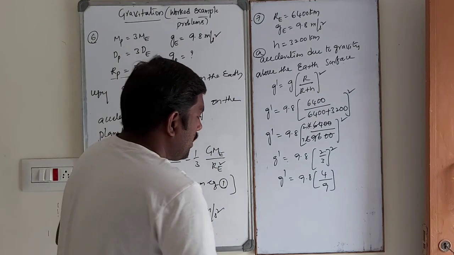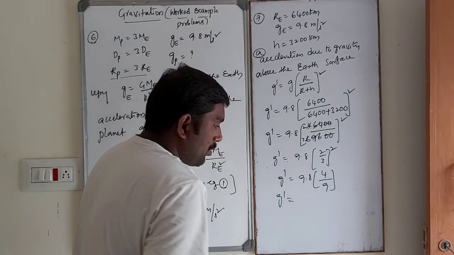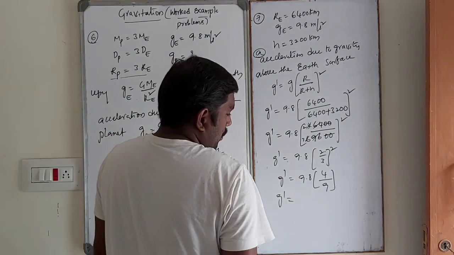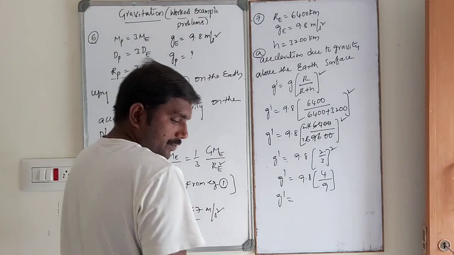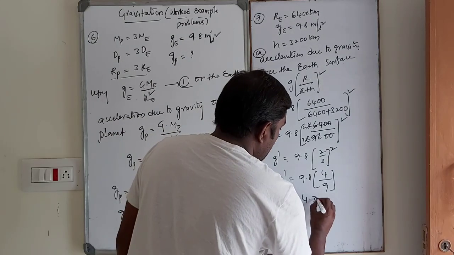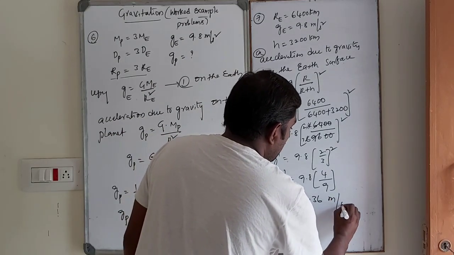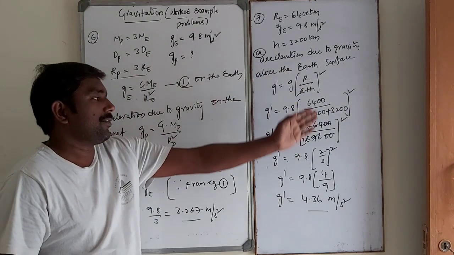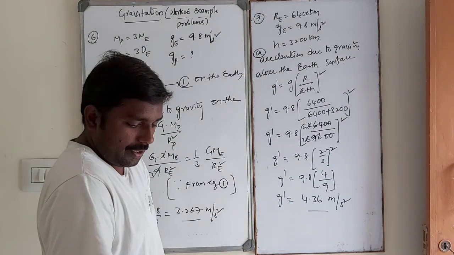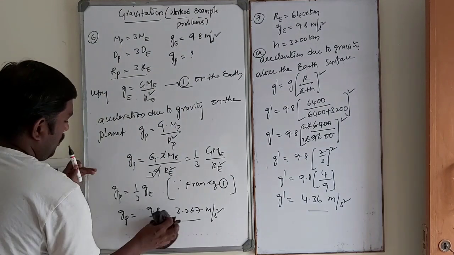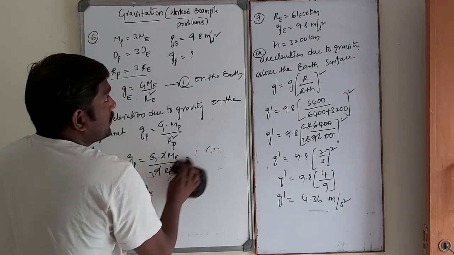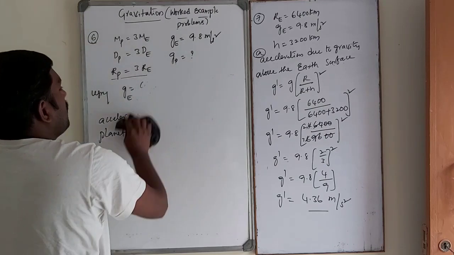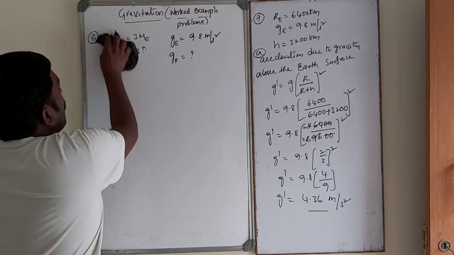Okay, so ultimately g dash is equal to, the final answer is 4.36 meter per second square. This is the acceleration due to gravity above the Earth's surface at a height of 3200 km. So that is the first one. Next one, find the acceleration due to gravity below the surface, at the depth.